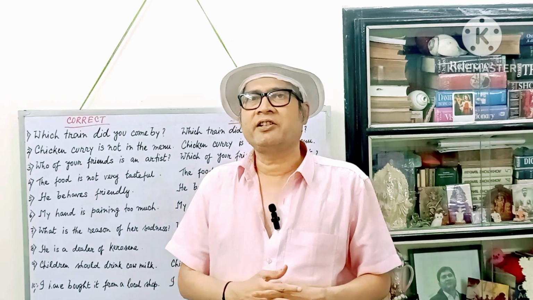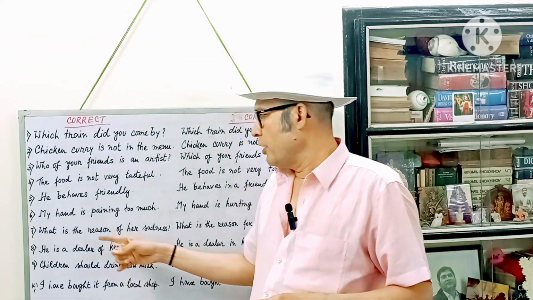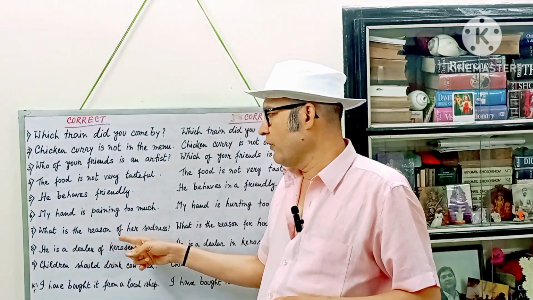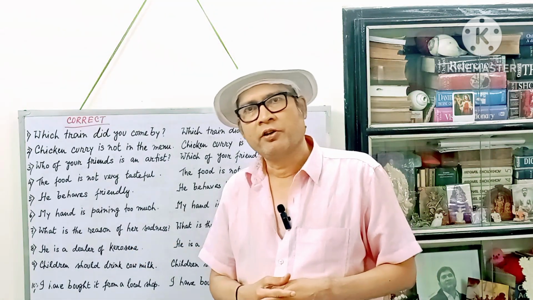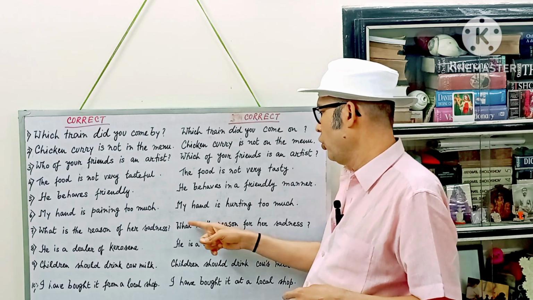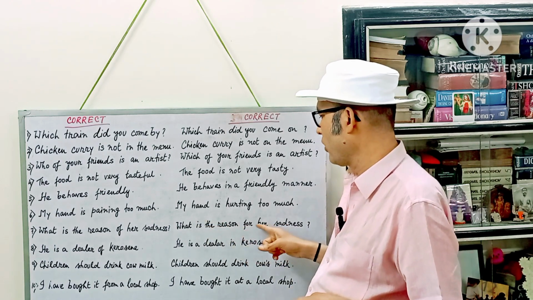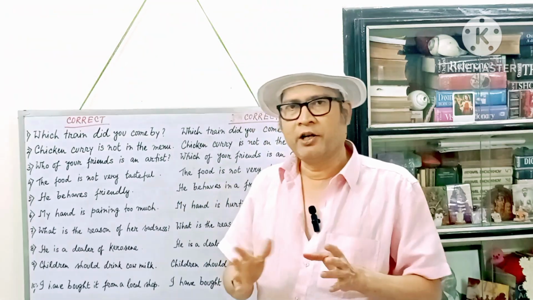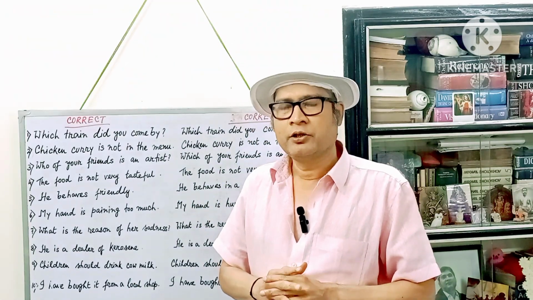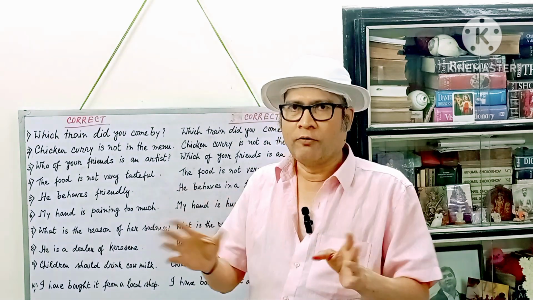But there is an error. And what is the error? Prepositional error. Reason is never followed by of. Reason is always followed by for, F-O-R. What is the reason for her sadness? Remember, whenever you are using the word reason as a noun, always use for, not of.